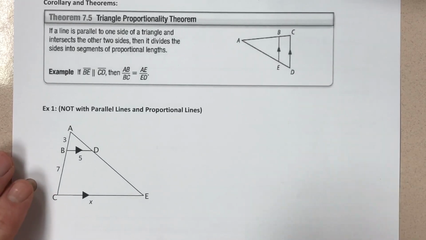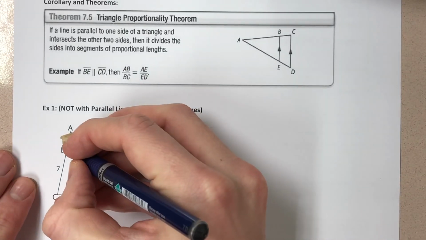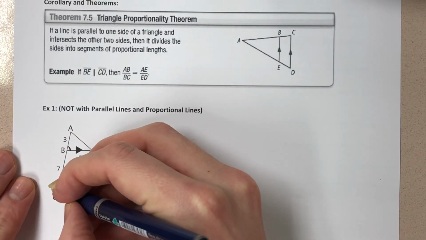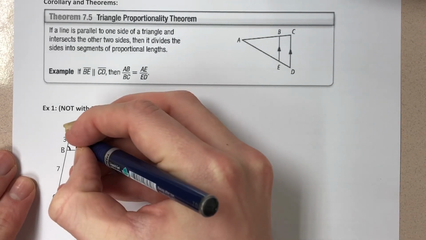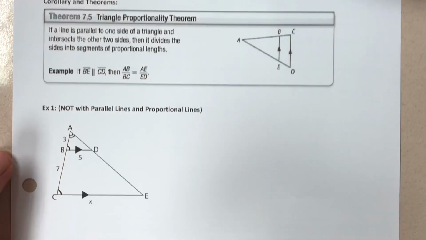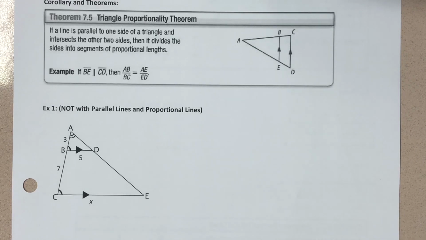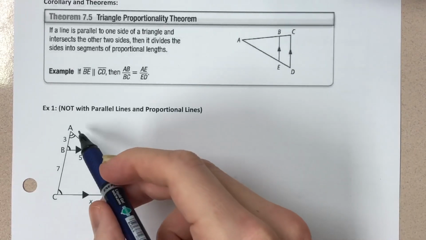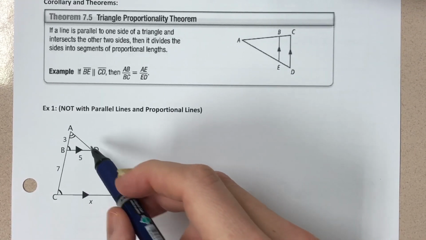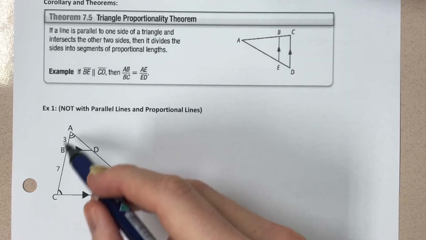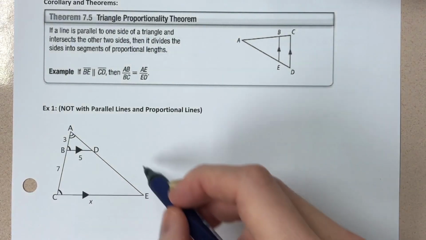We only need the parallel lines here to prove that this angle and this angle are congruent, and then angle A is congruent to itself. So we can use angle-angle similarity to show that ABD, this small triangle up here, is similar to ACE, that big triangle there.